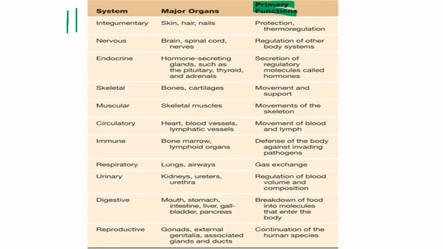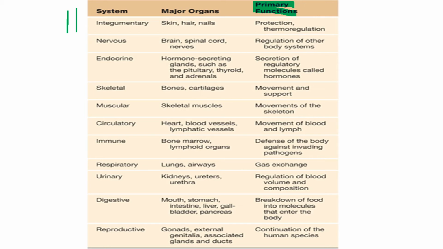The skeletal system helps with movement and support and works together with our muscular system. Otherwise they would not function just alone. Also we have our circulatory system. This helps to move blood and lymph along and also aids in exchange of gases. Our immune system is important for defending against foreign invaders. And then respiratory is important for gas exchange, and again, works with our circulatory system.